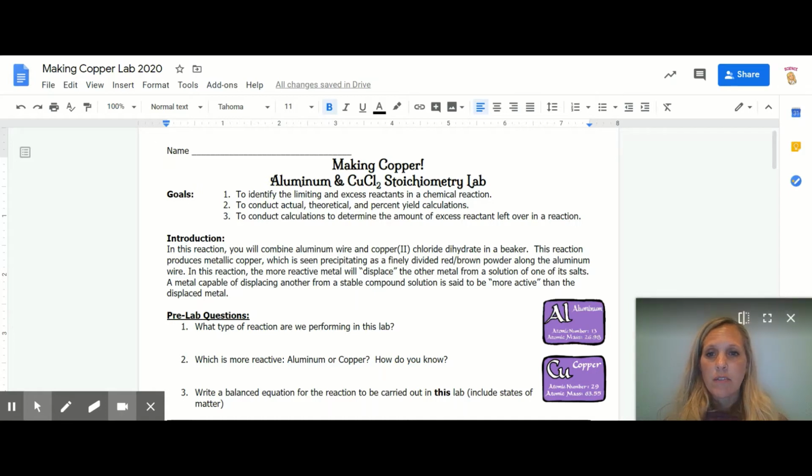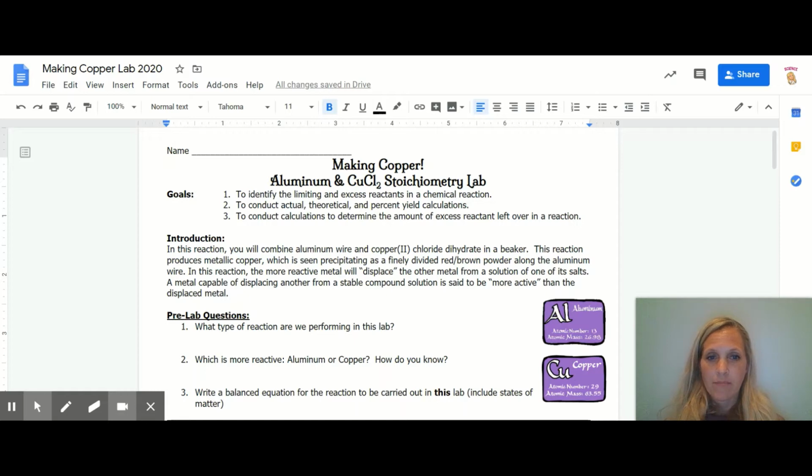Okay, so in this reaction, we will be combining aluminum wire and copper 2 chloride dihydrate, which I will measure out in its crystalline form. So it will be a hydrate to start off with. So you will need to include the dihydrate as part of its molar mass in your stoichiometry calculations. However, once I add the copper 2 chloride dihydrate to solution, the water just becomes part of the dance floor of chemistry. So you will not need to include the waters as part of the overall balanced equation that you'll be writing.